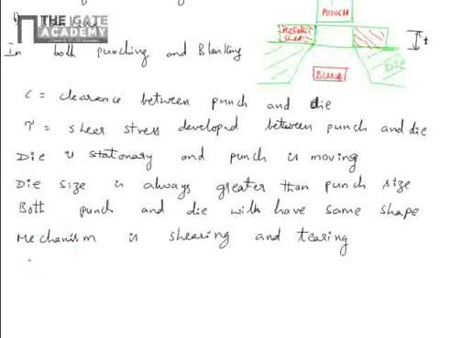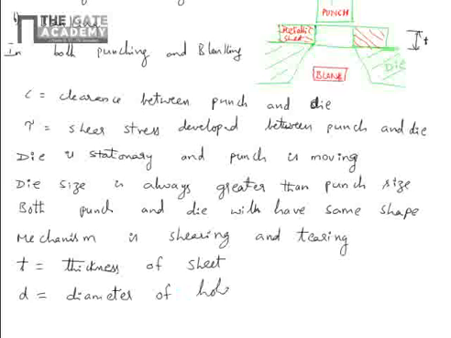So that's about the common aspects of punching and dyeing. T is equal to the thickness of the sheet, C we have already discussed, tau is shear stress, and D is the diameter of the hole if it is punching, or the diameter of the blank if it is blanking. Depending upon the question, the D value changes.